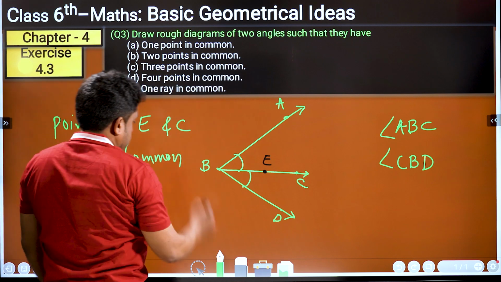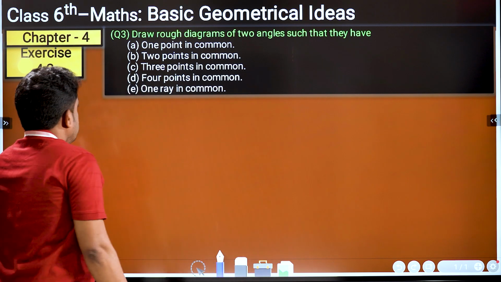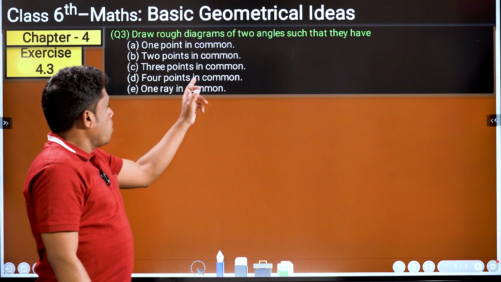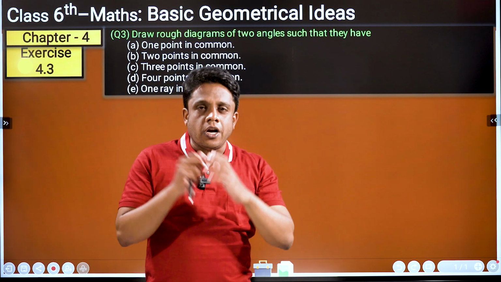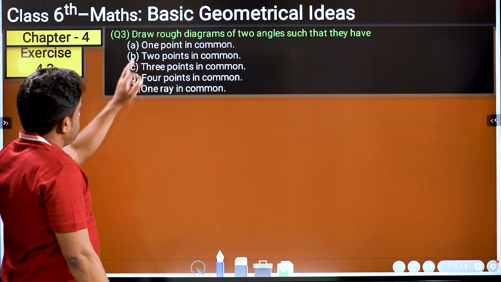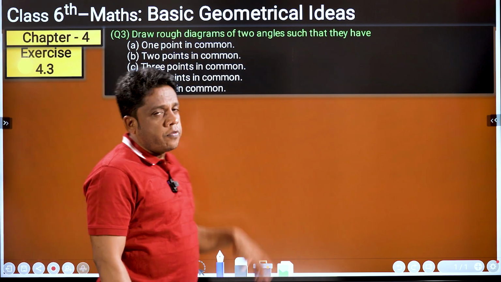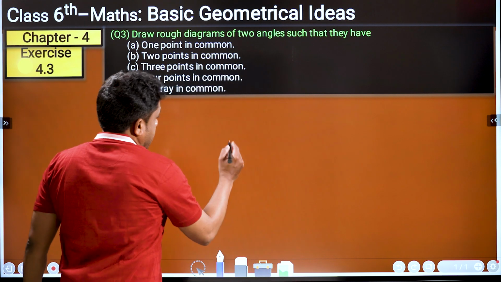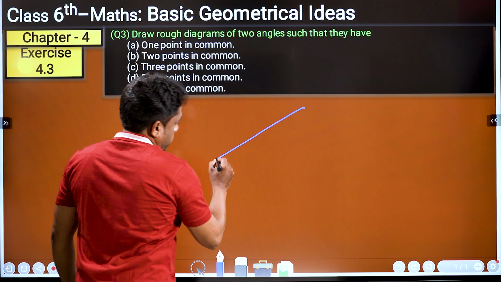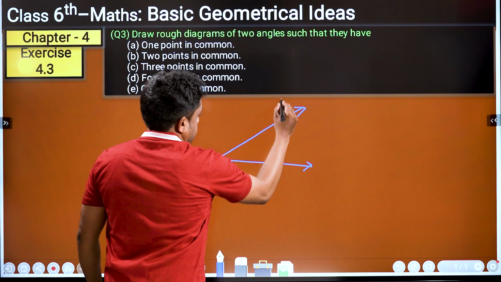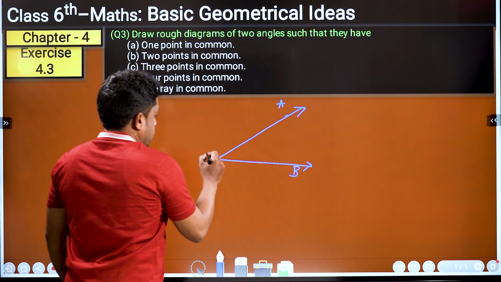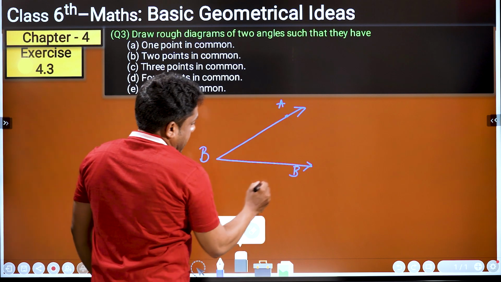So now we'll see the next one, that is our D part. In our D part, we have 4 points in common. That means we should see 4 points in common. Again, we should first draw a rough diagram of two angles. As usual, we will write two angles first. So we know how to write an angle, right? Two rays forming an angle. These two rays are forming an angle.